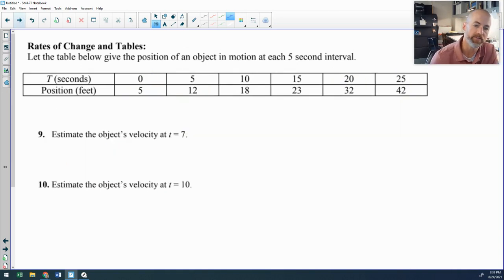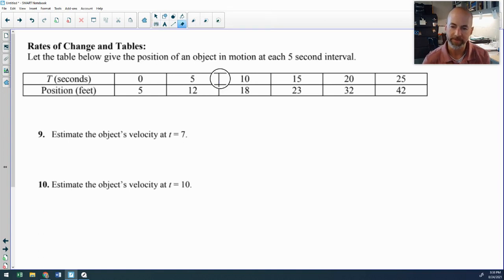And then finally, the last two ask you to estimate the velocity at a single point. We want the velocity at 7. This is not an average velocity. They want us to estimate the actual velocity at 7. And 7 does fall right here between the 5 and the 10.